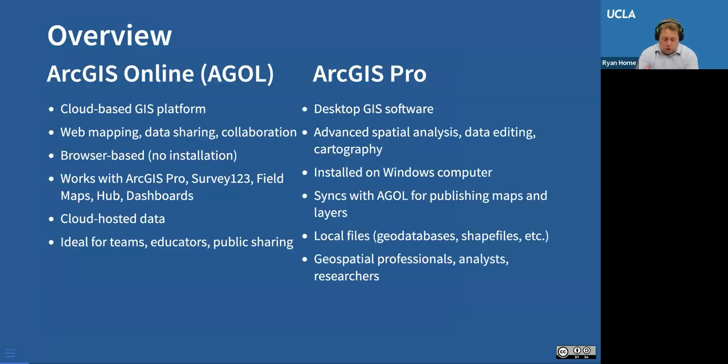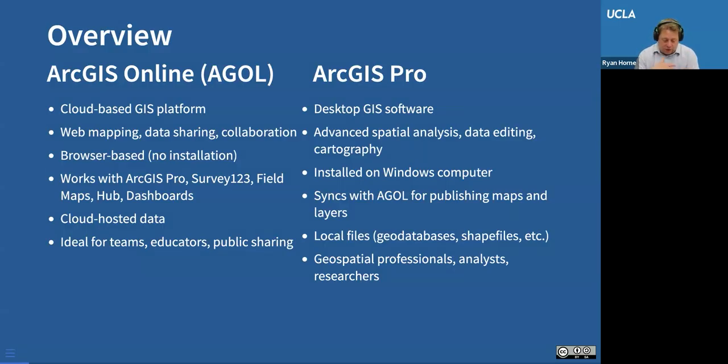So as a quick overview, ArcGIS Online, which is what we'll be focusing on today, is our cloud-based GIS platform. This is where you can sign on wherever you are. This goes through our single sign-on system. It's browser-based. You don't actually have to install anything locally. And it works with all kinds of different things. And we'll be going over a little bit about what those are today, including Survey 123, hubs, dashboards. Everything on this is cloud hosted. So it's connected to your university account through your single sign-on.